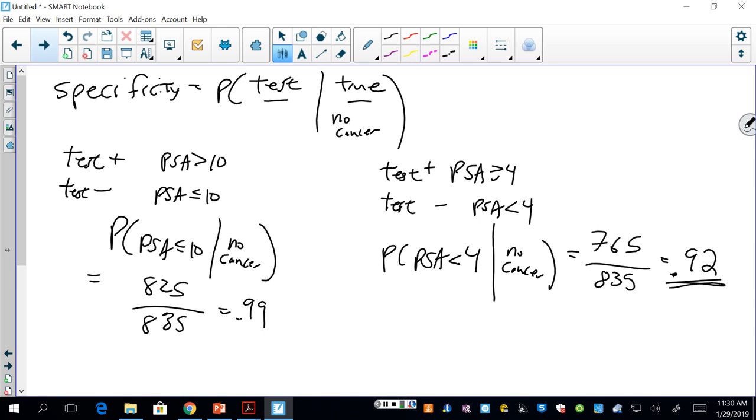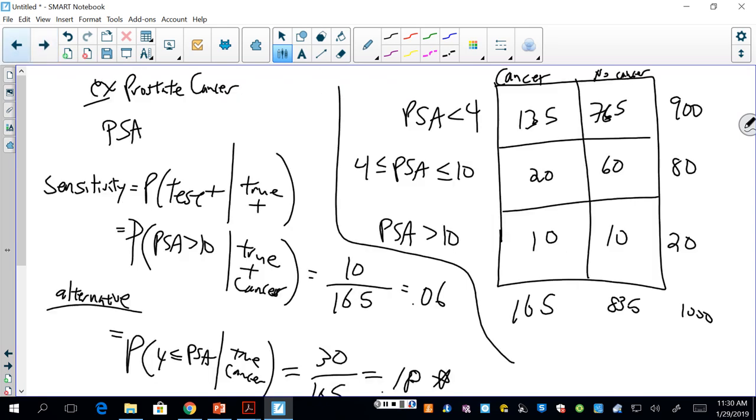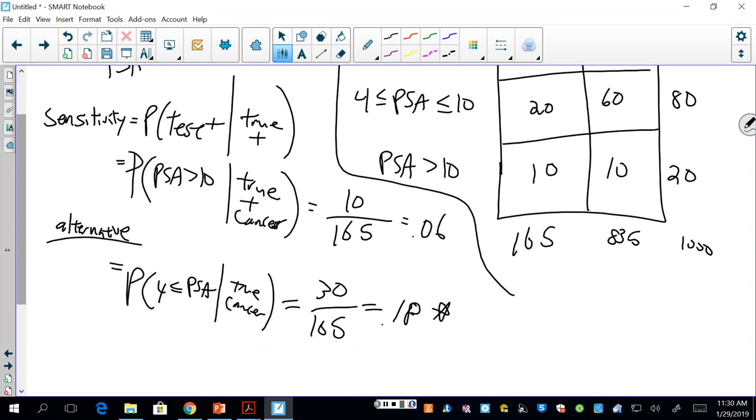We would like to have this higher, so we're looking at specificity. The strict test makes sense because we don't make this error for the people who don't have cancer. But looking at the sensitivity, getting a correct diagnosis for the people that truly have cancer, this one with the PSA less than 4, the other test, seems to be better. And so there's this trade-off in its levels.